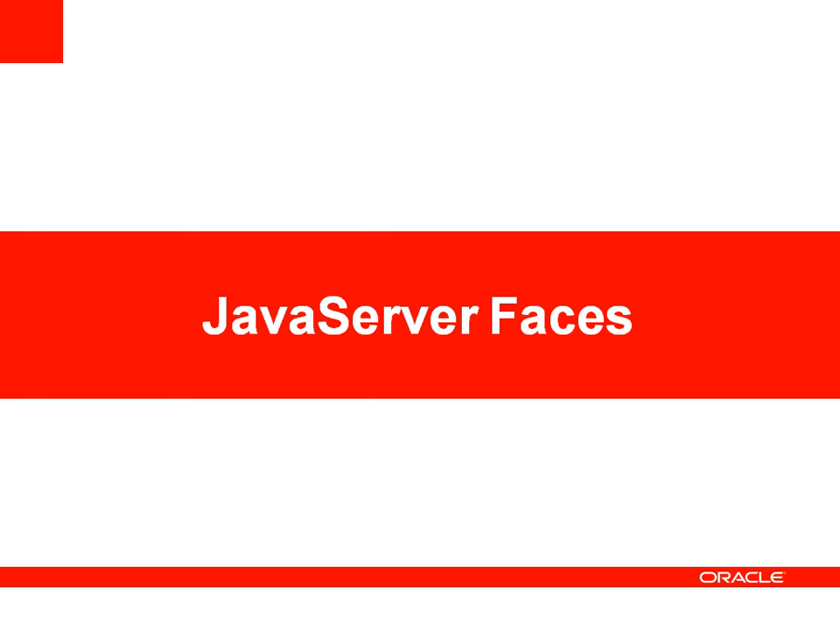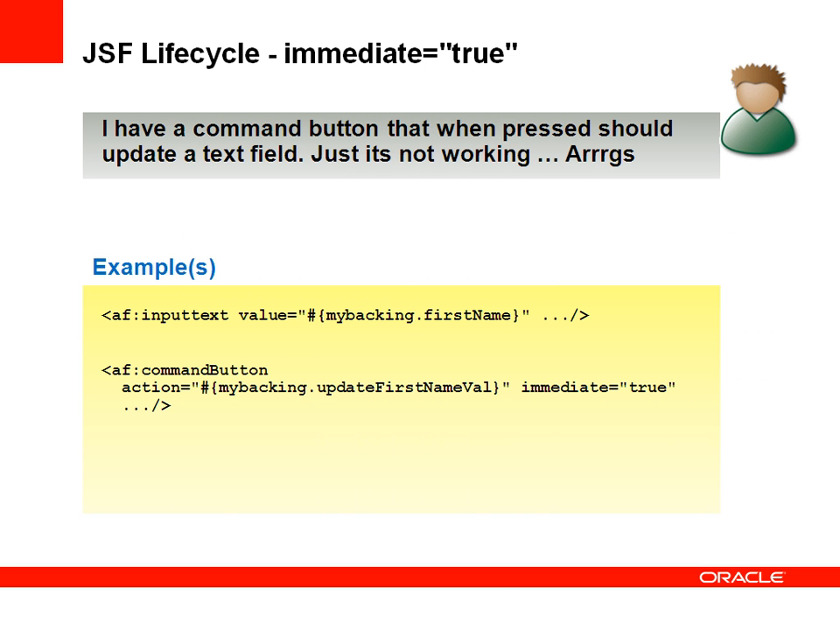Coming to JavaServer Faces. Immediate is a very popular theme on different forums when people first experiment with JavaServer Faces. In this scenario, Dom wants a button that, when pressed, should update a text field. Of course, this text field already contains a value.